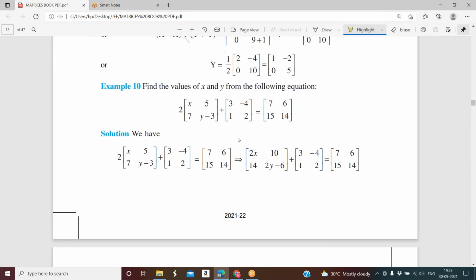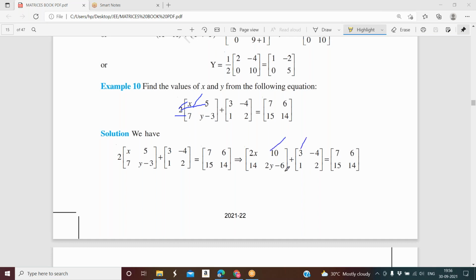The next problem is find the values of x and y from the following equation. Some matrix equation is given here, not the ordinary equation. It's a matrix equation. 2 times matrix x, 5, 7, y minus 3, plus 3, minus 4, 1, 2 is equal to this. So how will you do this? Here I have to multiply the first matrix by the scalar 2. So each entry of this matrix is to be multiplied by 2. So you'll get 2x, 2 into 5 is 10, 2 into 7 is 14, 2 into y minus 3 is 2y minus 6. Plus the second matrix, 3, minus 4, 1, 2, equals this.